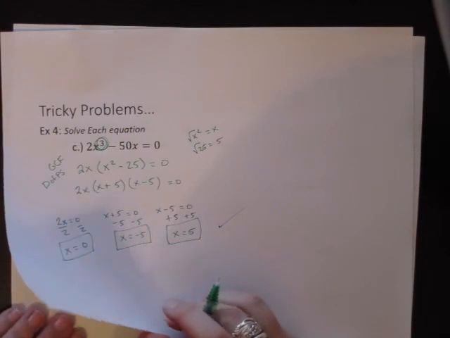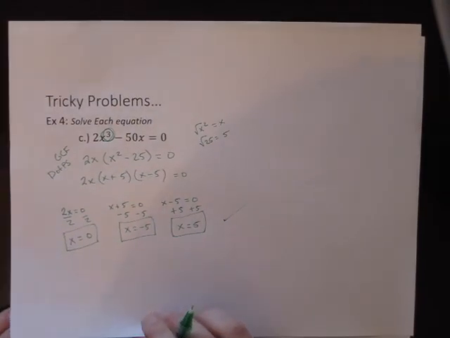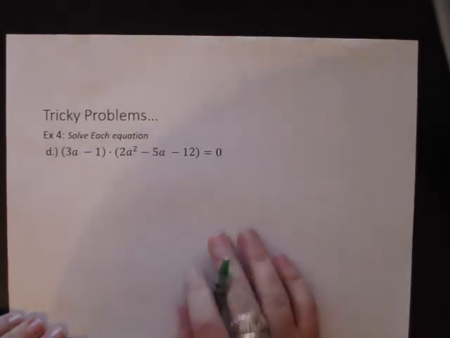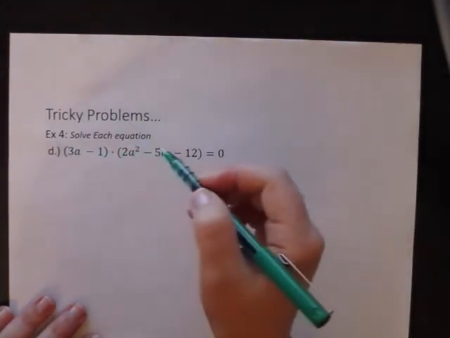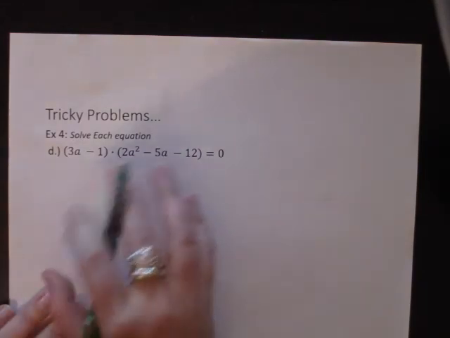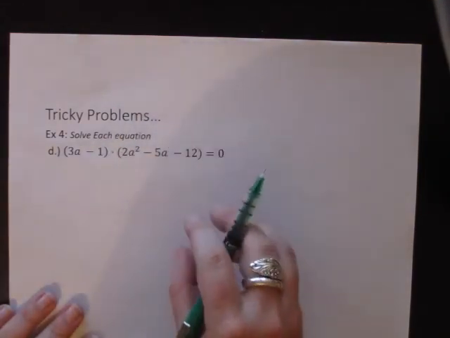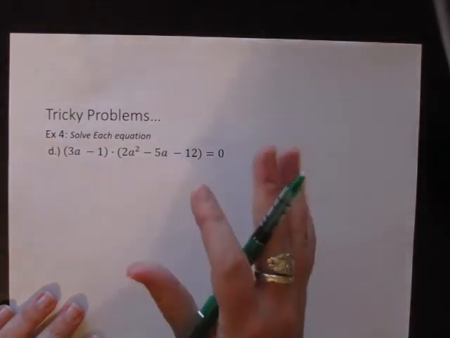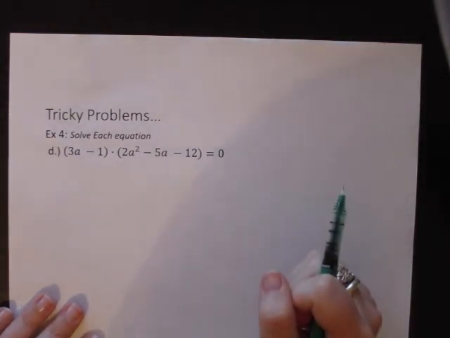Alright, I've got one more problem for us to try, and this one is definitely going to take work. Alright, so we've got a binomial times a trinomial. This is kind of where they've already factored it a little bit for us, and it's going to be a difference of two perfect cubes, kind of, sort of.